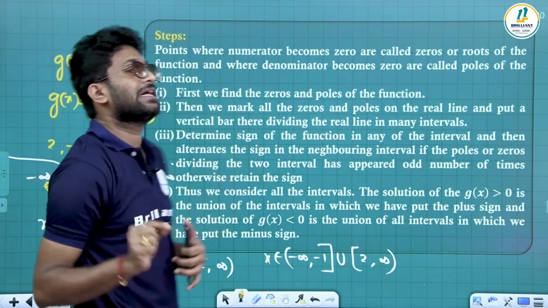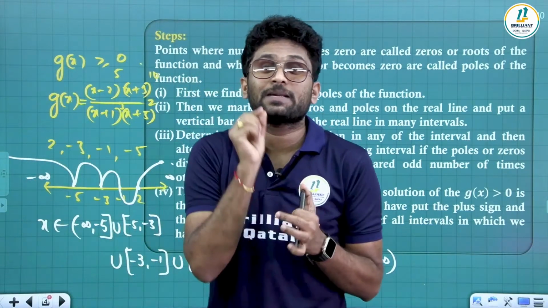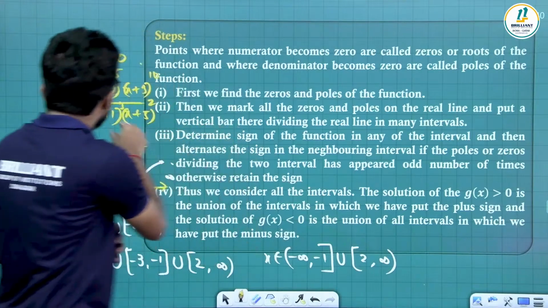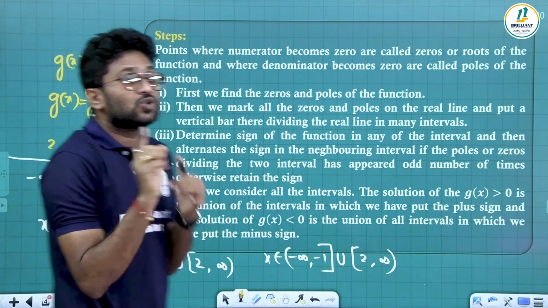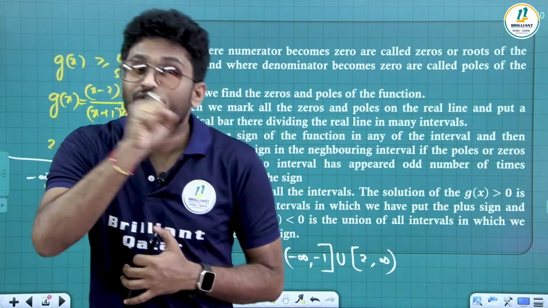Denominator poles shouldn't be included. That means the denominator values, these -1 and -5, should never be included in the solution.